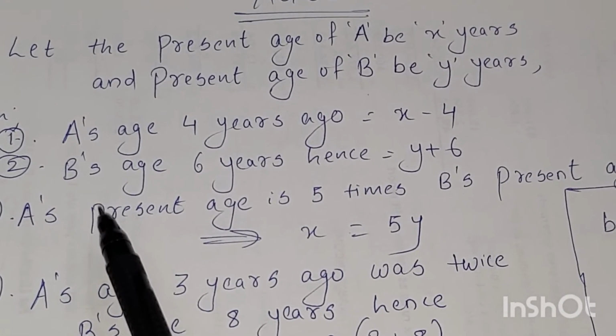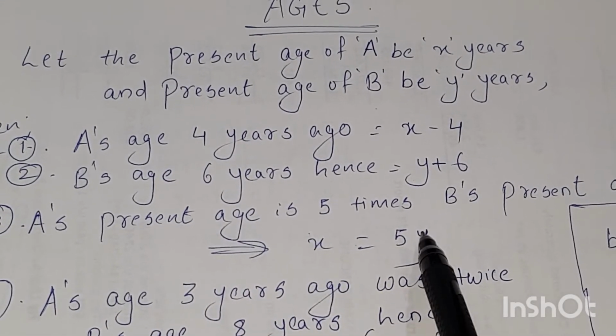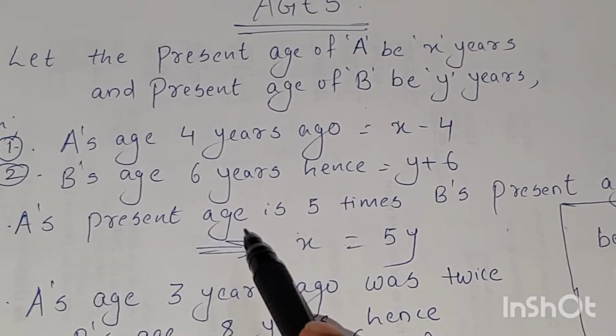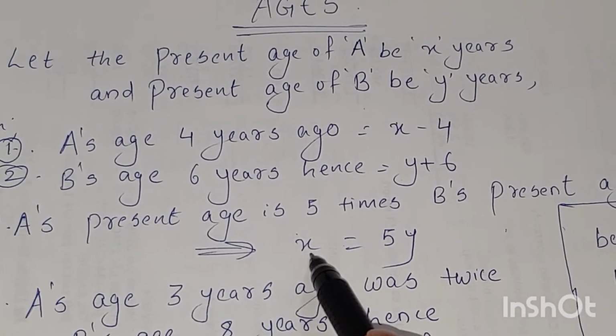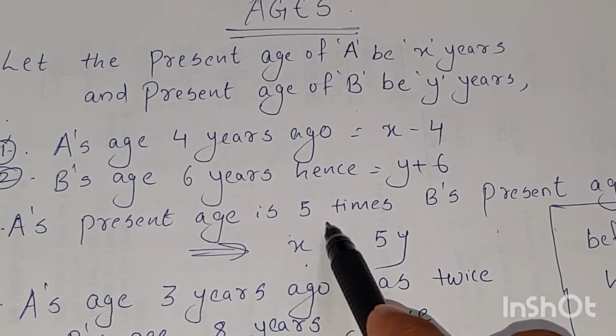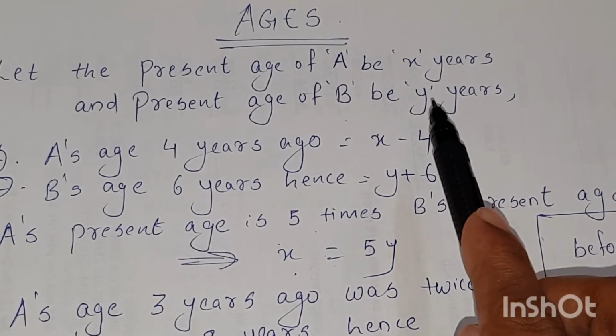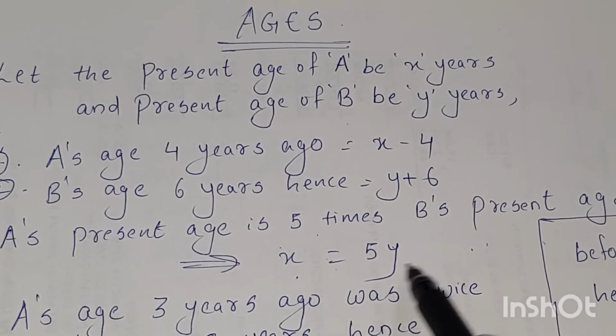Okay. Now A's present age is 5 times B's present age. That means A's present age, that is X, is equal to 5 times B's present age. B's present age is Y. So X is equal to 5Y.